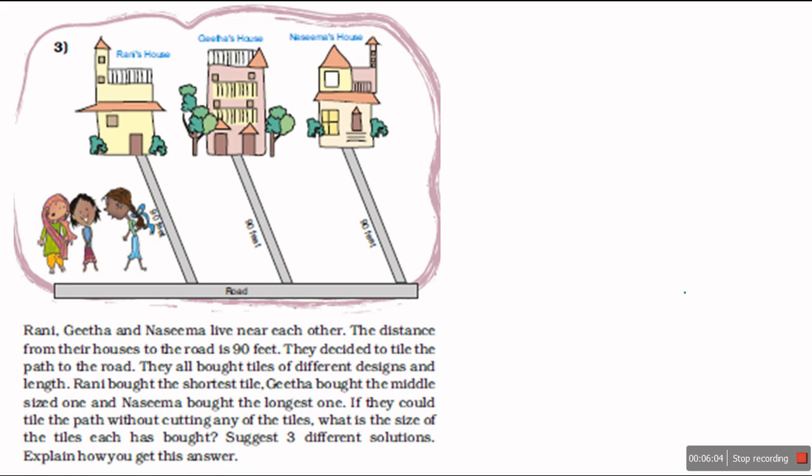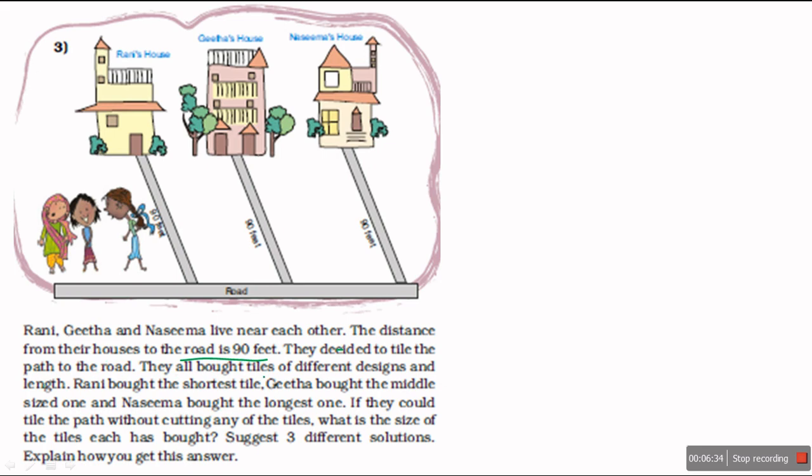Now, Rani, Geeta, Nasima live near each other. There are three girls. The distance from the house to the road is 90 feet from the main road. Now they want to tile this area. They decided to tile the path to the road.